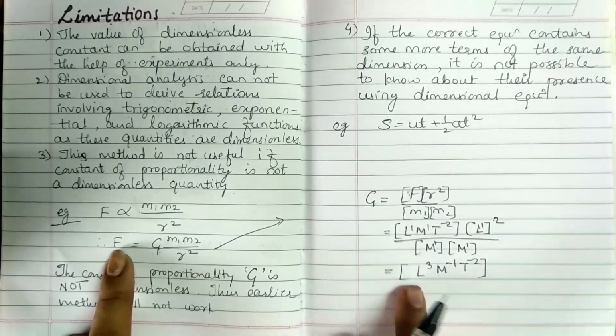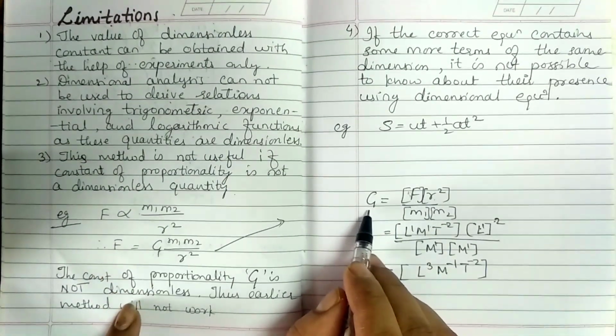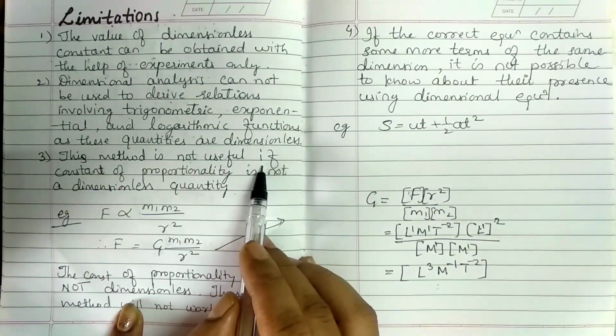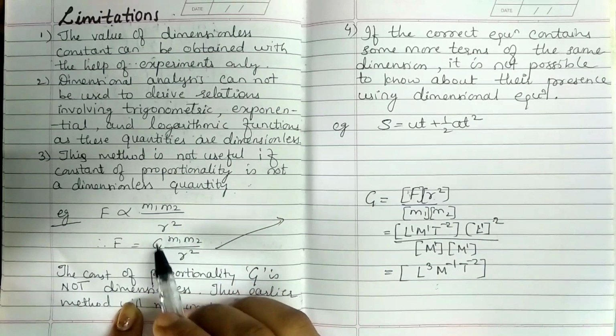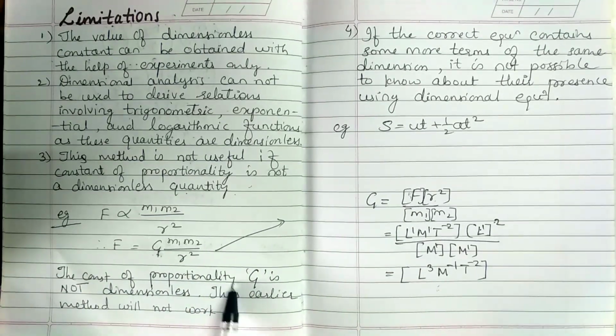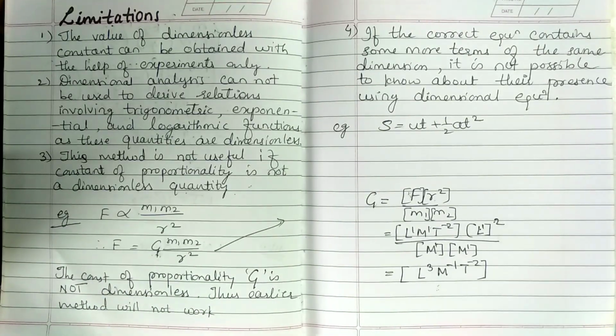See here, even though G is called the universal gravitational constant, it has some dimensions. So this method is not useful if the constant of proportionality is not a dimensionless quantity. G is not dimensionless even though it is a constant. Thus the earlier method will not work, but the other method, which I already showed you while explaining the uses of dimensions, will.